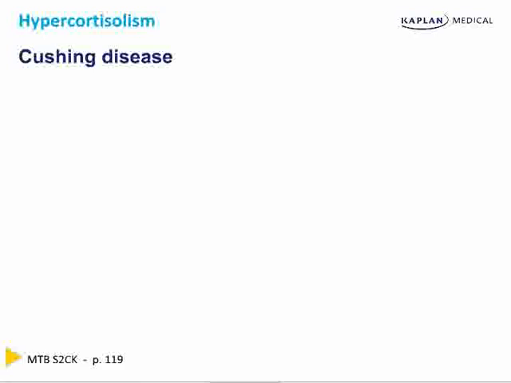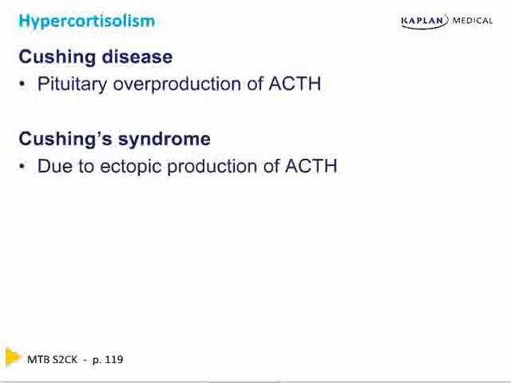The demarcations between Cushing's disease and Cushing's syndrome are not as important as simply saying, is this a pituitary overproduction of ACTH, or is this a problem with the ectopic production of ACTH? That's the most important thing, because that's what drives the testing and the treatment. See, what the problem really is, is trying to identify where it's from. That's the number one issue for you with hypercortisolism.